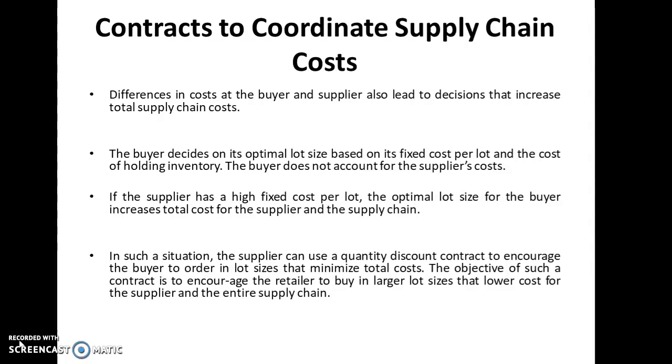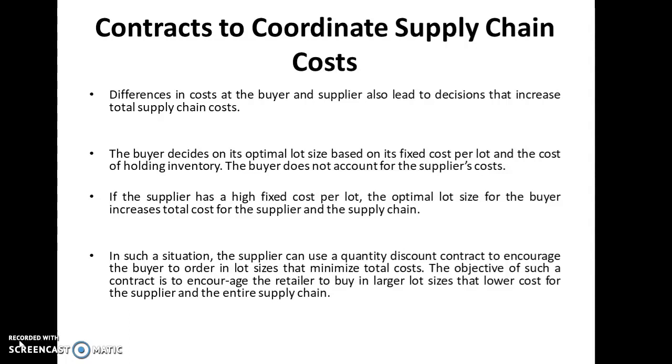So, the buyer does not account for the supplier cost. If the supplier has a high fixed cost per lot, the optimal lot size for the buyer increases total cost for the supplier and the supply chain. So here lot specifies the number ordered at a particular stretch. The number may be in terms of hundreds or thousands or lakhs, depending upon the value of the product, size of the product, and other factors like market conditions, etc.